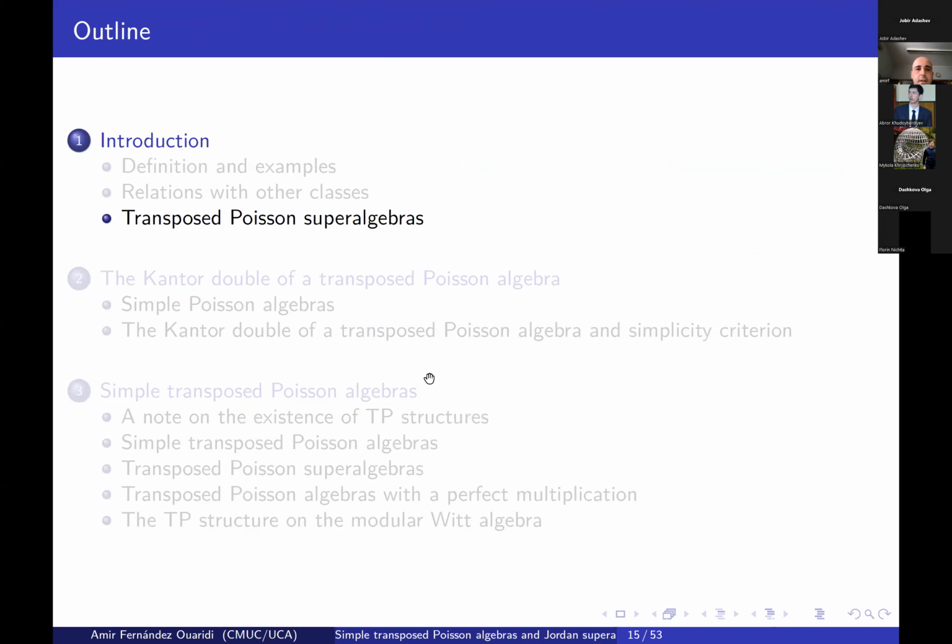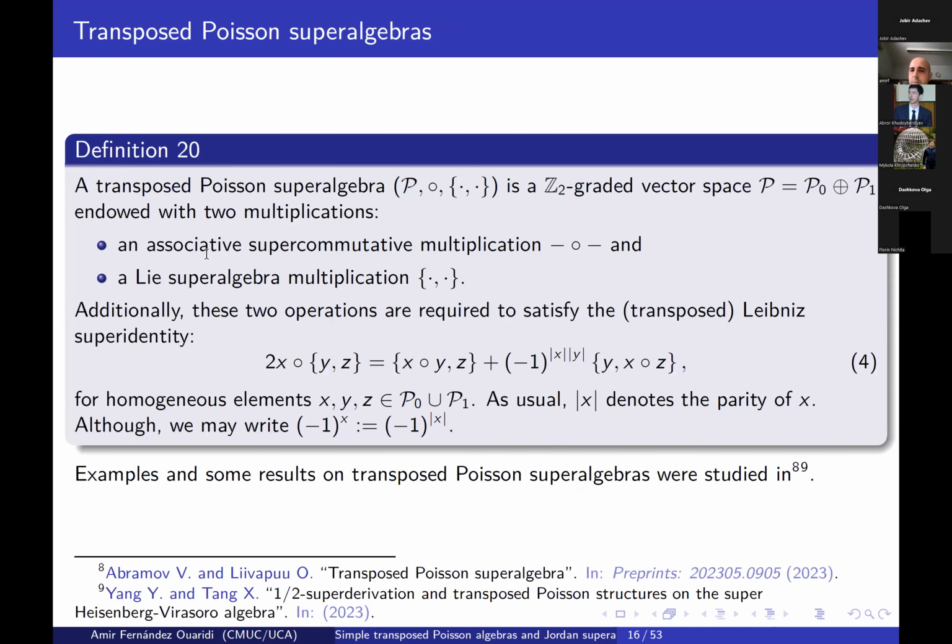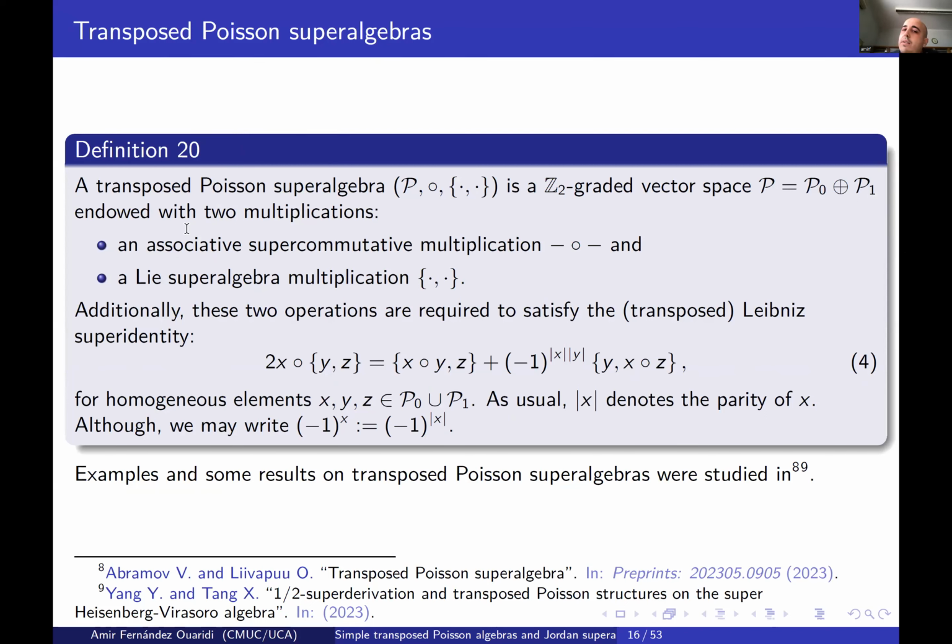Now, the last thing I'm going to introduce is the definition of a transposed Poisson superalgebra. It is defined as one can expect. We will have two multiplications, an associative supercommutative multiplication and a Lie superalgebra multiplication. And additionally, we will have that these two operations satisfy this compatibility rule that we have here. Okay. Some examples and some results of transposed Poisson superalgebras were studied in these two papers here below.